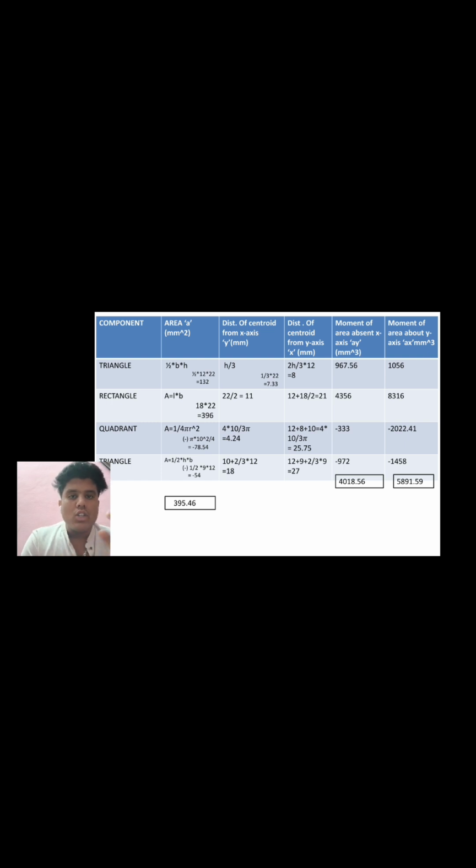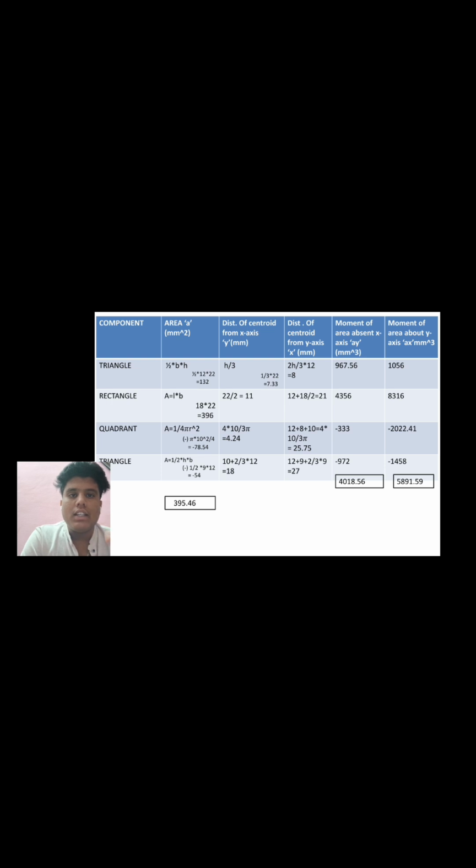The main thing we observe in this is that we are going to subtract the triangle, quadrant and another triangle from the rectangle. So the whole thing we will subtract by these three components, and the main component is the rectangle. So the components are triangle, rectangle, quadrant, triangle. First we are coming to the triangle.